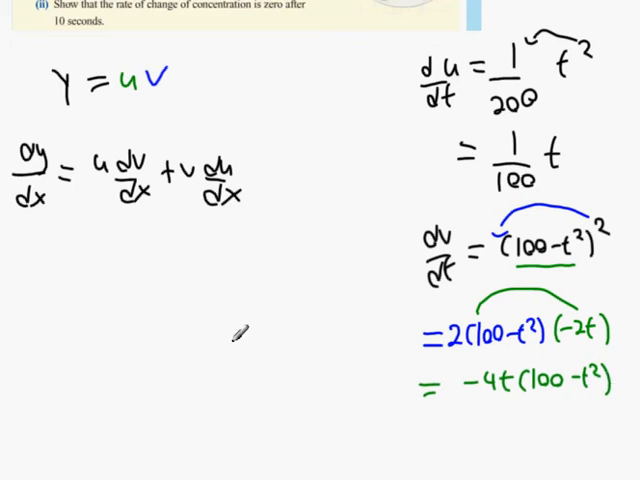Now, I can do it, right? I get minus 400t plus 4t cubed. It's actually not that bad, it's quite manageable.